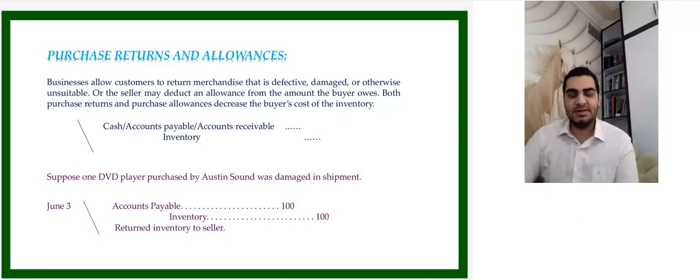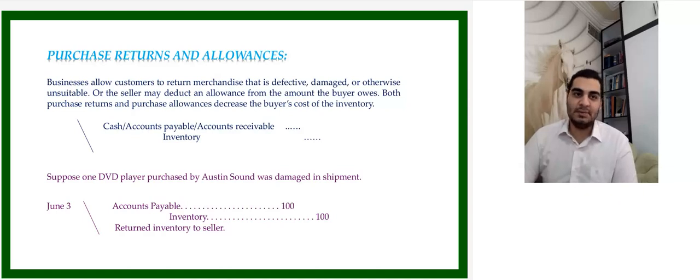On this page, here's another term: purchase returns and allowances. Sometimes businesses allow their customers to return merchandise that is defective, damaged, or otherwise unsuitable. And sometimes the seller can deduct an allowance from the amount the buyer owes. Both purchase returns and purchase allowances decrease the buyer's cost of the inventory. Here, you see the entry for this matter. Cash or accounts payable or accounts receivable will be debited, and inventory will be credited.